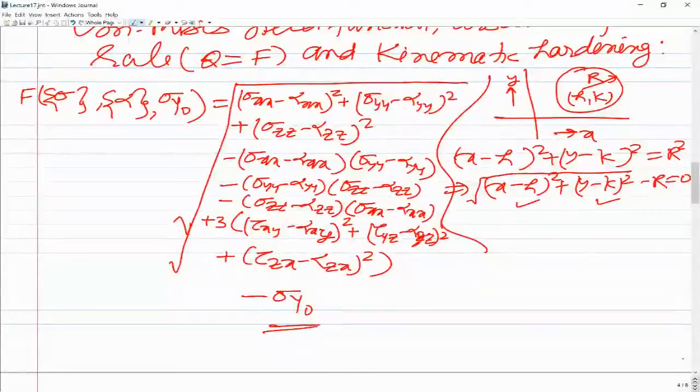And if we have mixed hardening, that is, kinematic hardening is also there and isotropic hardening is also there, then the part inside the square root sign will remain the same. The only thing is that sigma y naught will become sigma y, which would be a function of epsilon equivalent p. So that will become mixed hardening. That means kinematic hardening, and also there is isotropic hardening. So that is what you will have.